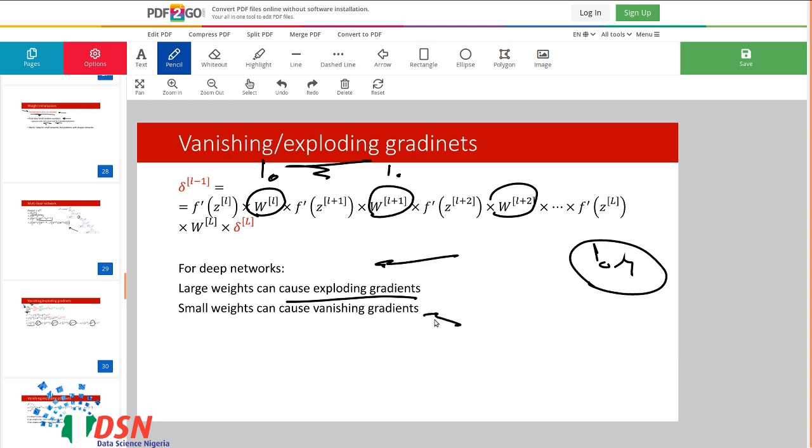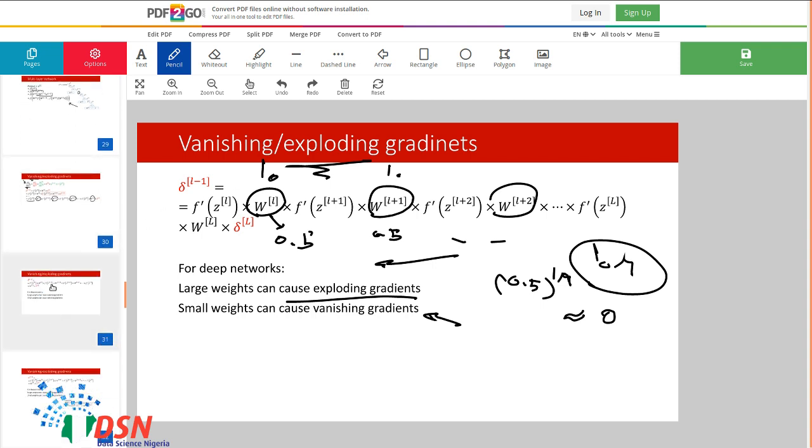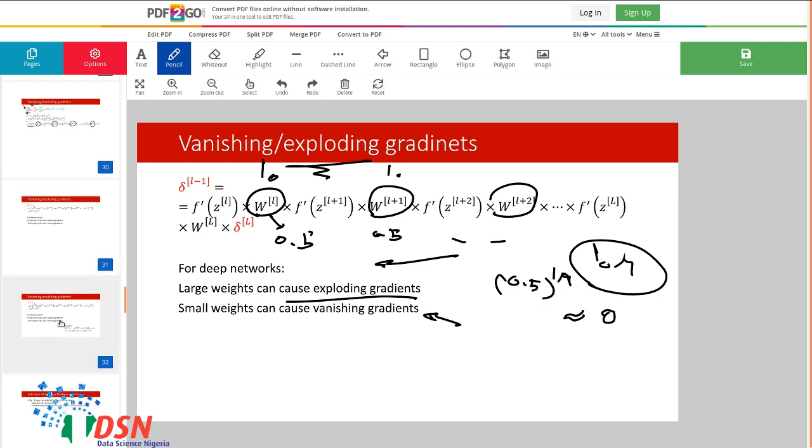In contrast, if you use small weights, you have vanishing gradients. Let's say you choose 0.5, and you have again 1 million of these, then the multiplication of those will be 0.5 to the power of 1 million, which is approximately 0. So in this case, you have vanishing gradients, and you cannot update and train your network. Okay.